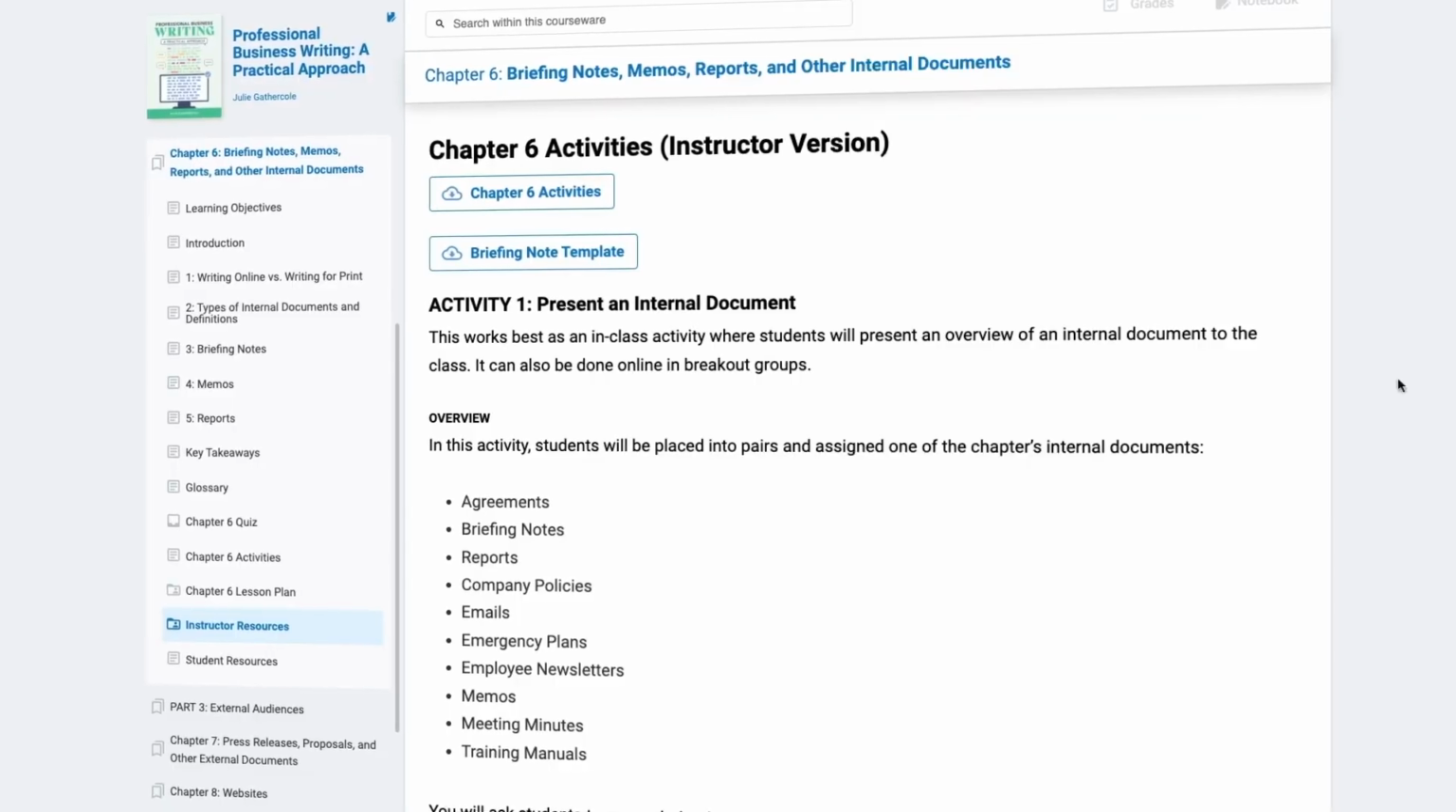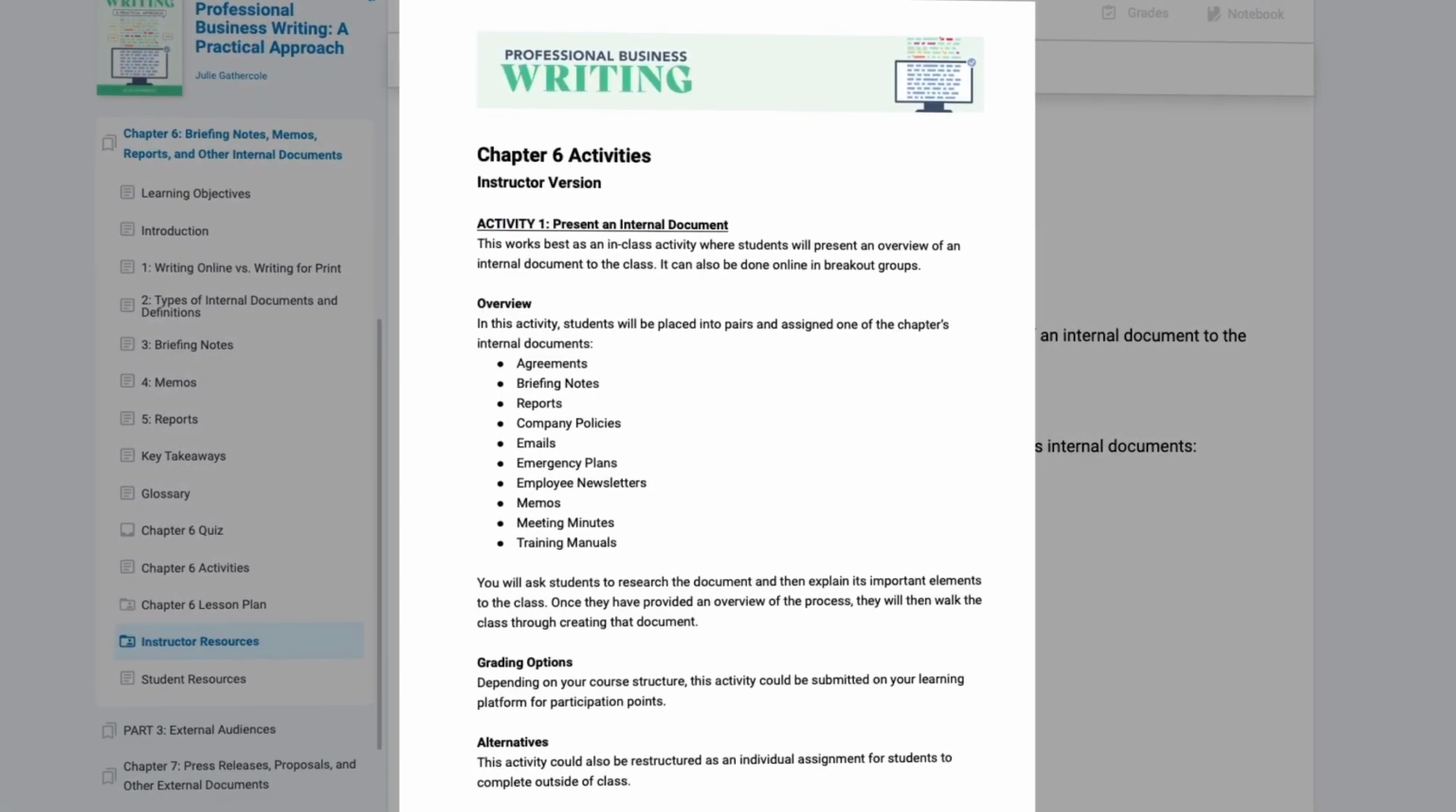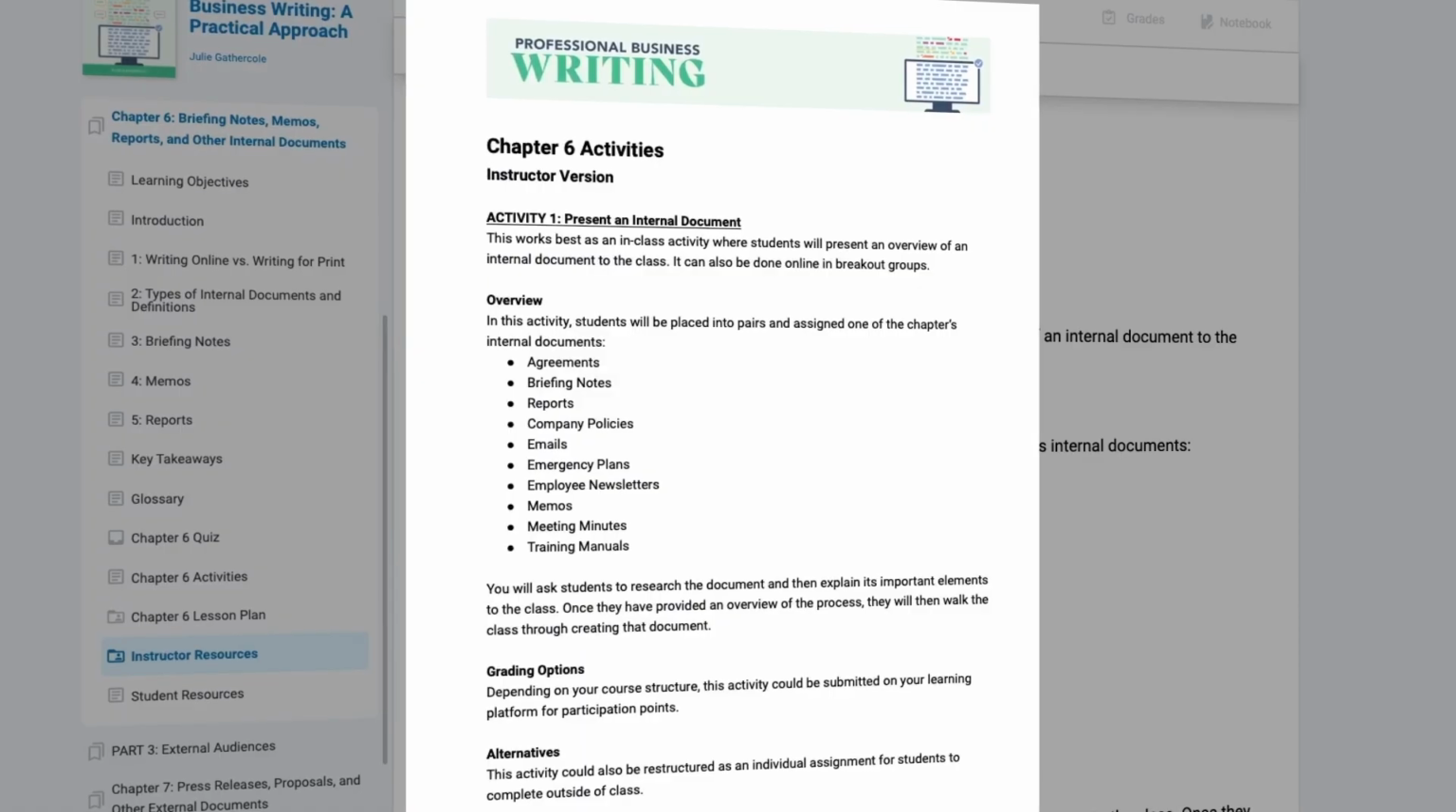As a professor, one of the biggest challenges I face in the classroom is how to bring in current ideas and how to get students engaged with the content. So when I was developing professional business writing, I kept that in mind and wanted to find different activities that professors could do, as well as different ideas of tools and tips that they could share with their students.